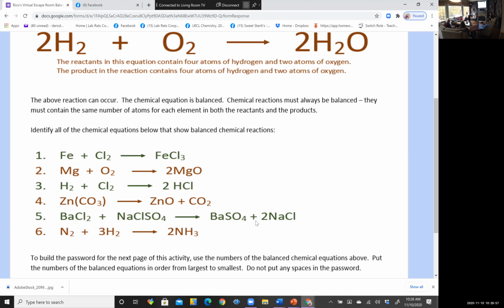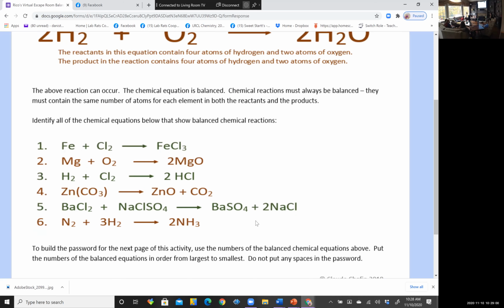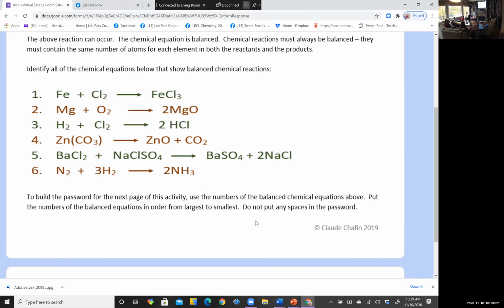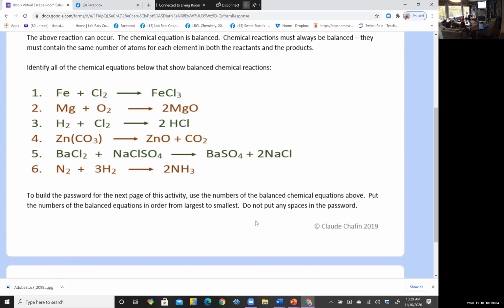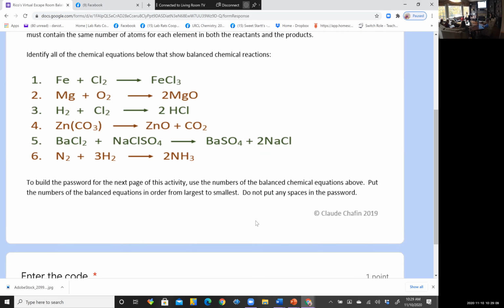You got it. So now this says we're going to identify the chemical equations that show balanced reactions. And to build the password for the next page, use the numbers of the balanced chemical reactions above and put the balanced equations in order from largest to smallest. Do not put any spaces in the password. So meaning we have to look at each one, and if it's balanced, we put the number for it, but it has to be largest to smallest. So we can't do them out of order. Okay.